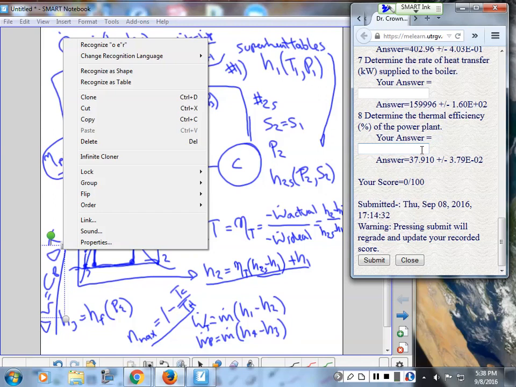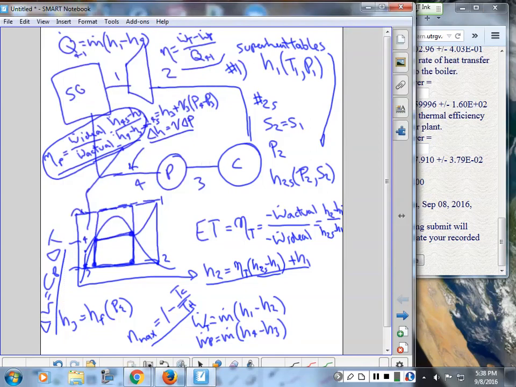Yeah, occasionally that's an okay approach. I would make sure you're comfortable doing it both ways. And if I say do not assume constant specific heats, then you know you can't do that. Sometimes they do say that in the problems. Use variable specific heats means don't assume constants.